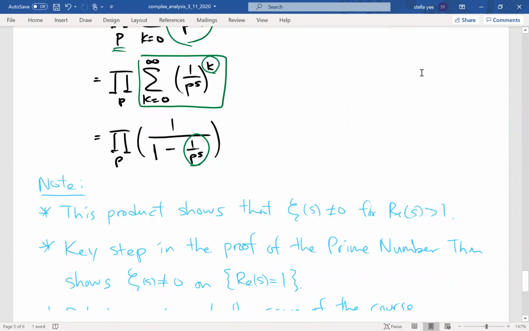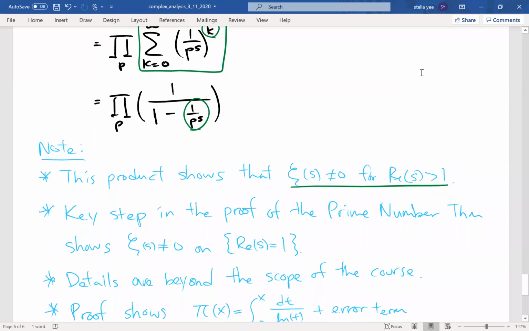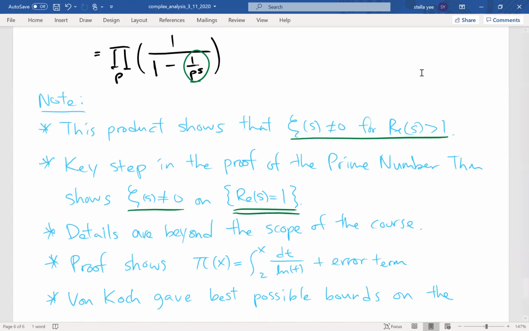Okay, so it turns out that it can be shown that this product shows that the zeta function is never equal to 0 for the real part of s greater than 1. So the right side of the critical strip has no zeros. Okay. It turns out that the key step in the proof of the prime number theorem is showing that there are no zeros on the line where the real part of s equals 1. So that's on the border of the critical strip.